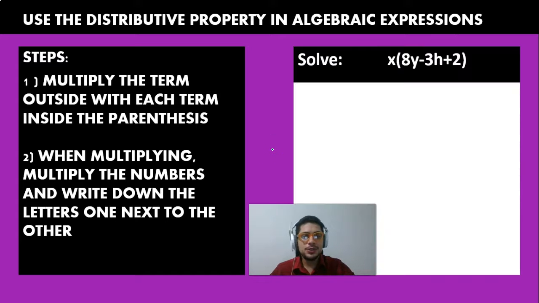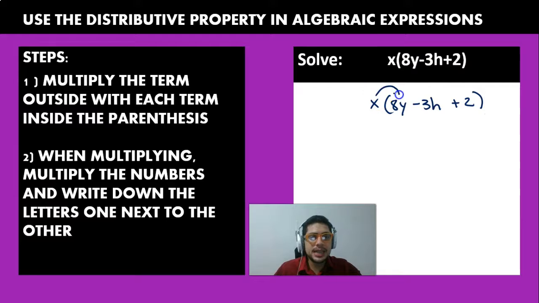Now let's tackle today's problem, which is going to be x times (8y minus 3h plus 2). Now guys, remember that the x that is outside the parentheses is going to be multiplying every single term. So x times 8y is going to be 8xy. Why 8? Because you have to remember that there is an invisible 1 as the coefficient of x, right? So 1 times 8 is 8 and x times y is xy.